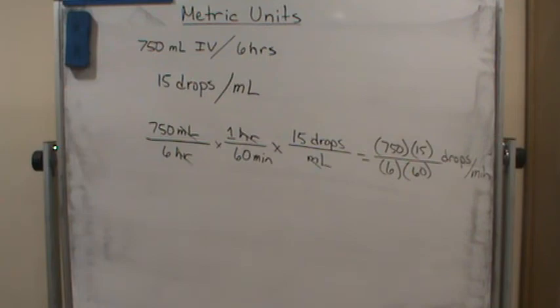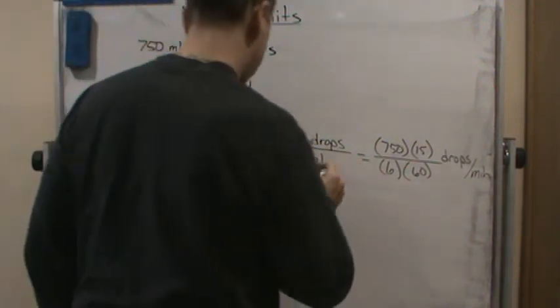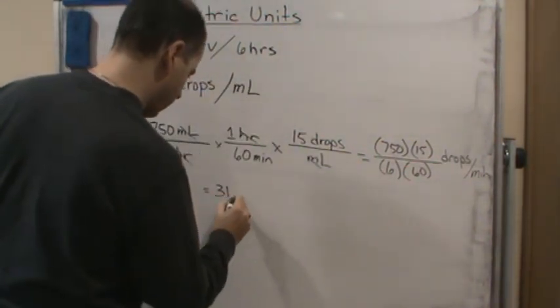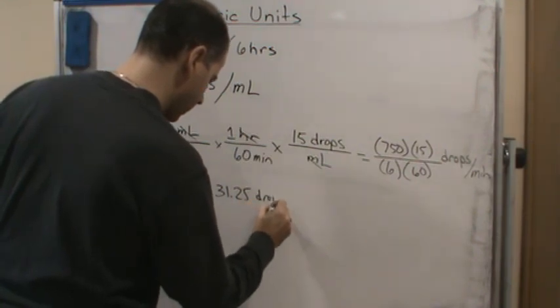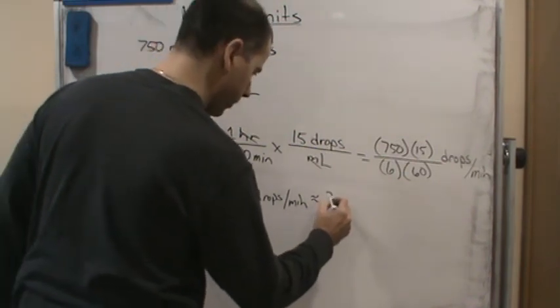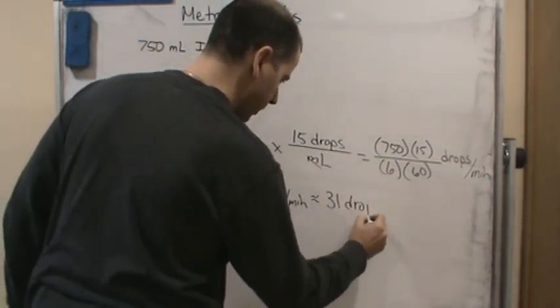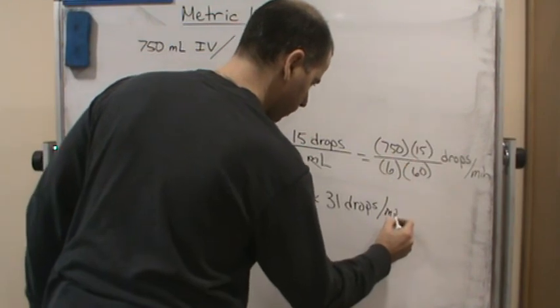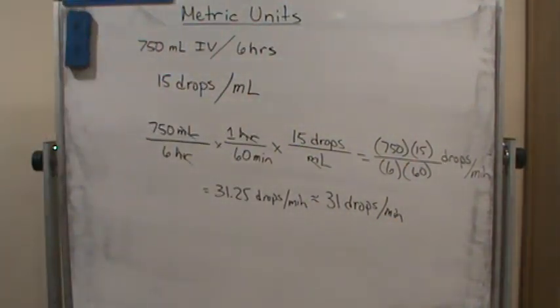And so for practical purposes, we would round this down. So again, use regular rounding rules. 31.25 drops per minute, which we would just round to 31. So approximately 31 drops per minute, which is what they should set the machine for.